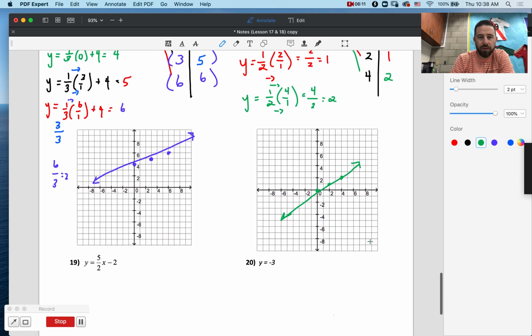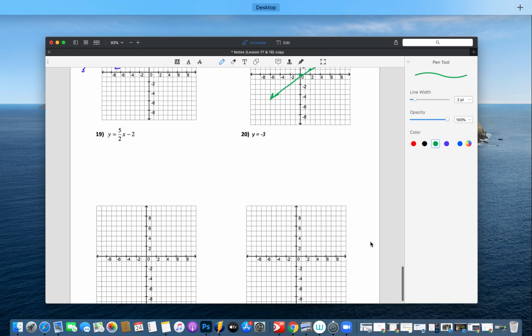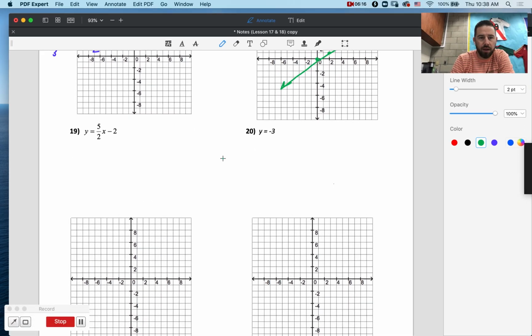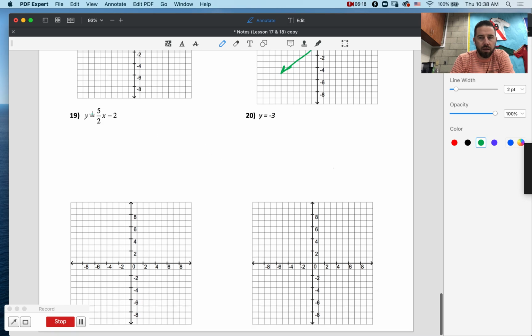Okay. Next one. Number 19. See what you got on your own. Take your time. You can do it. This one's going to take you a little longer. It's a little trickier, but press play when you're done, and we can go through it.